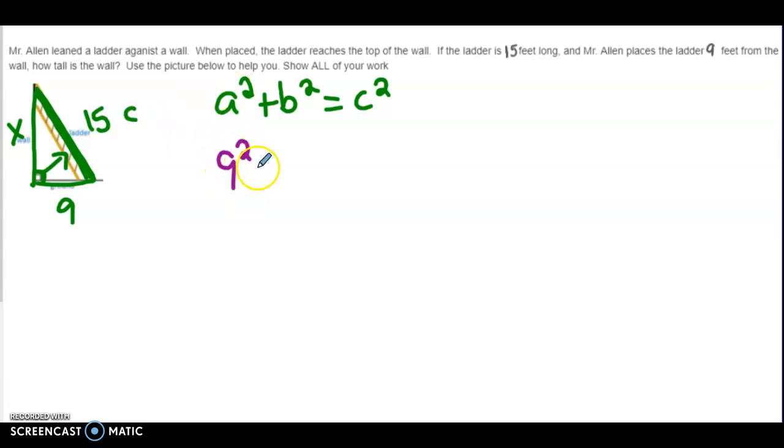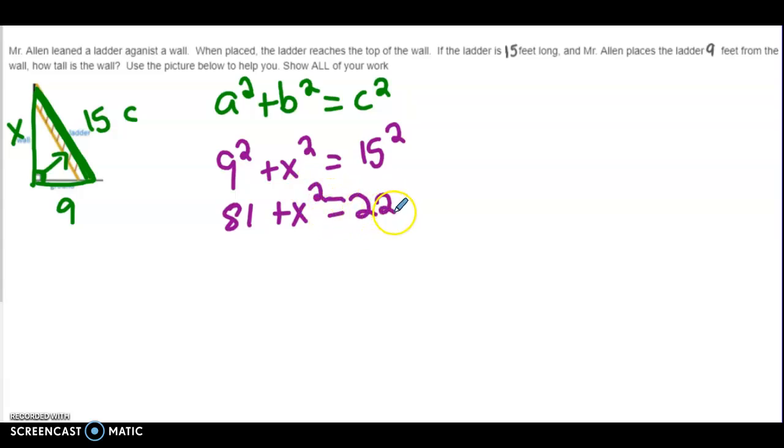So when we plug these in, I'm going to plug them in least to greatest. So 9 squared plus x squared equals 15 squared. And then I'm going to square them. So 9 squared is 81. 15 squared is 225. And now I have an equation. I am solving for the letter x.